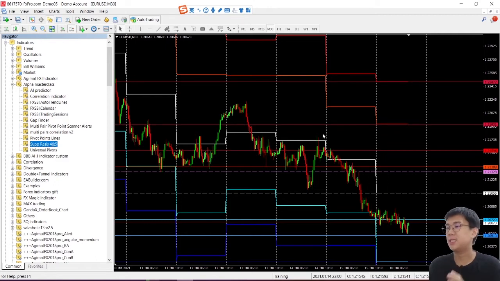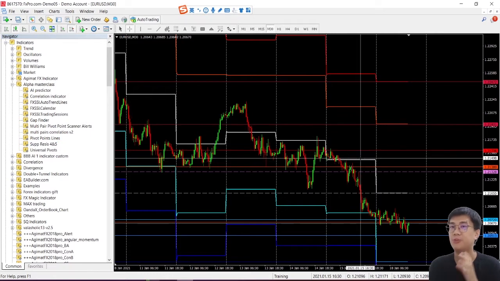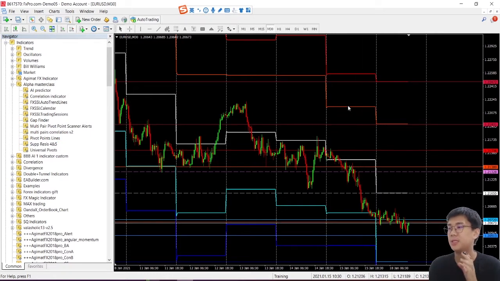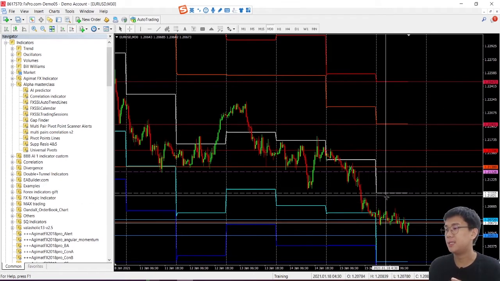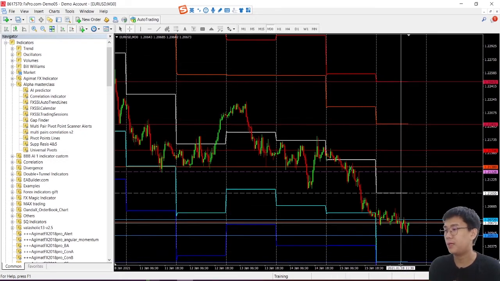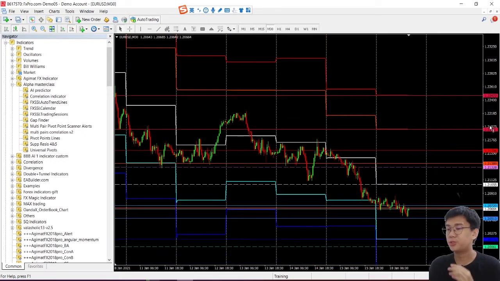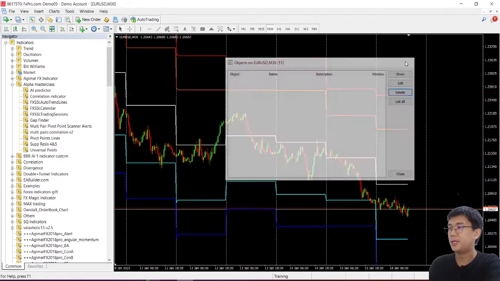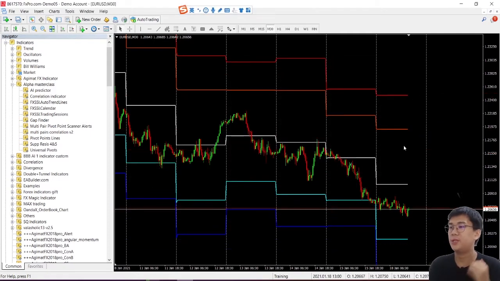What you can see here is that it draws exactly the same thing. The white line represents the pivot, red is resistance, and blue is support. And from today's market perspective, the white line is exactly the same, the red is the same, and the blue as well is the same. What I want to show you is that this support and resistance is actually plotted on a day-to-day basis.